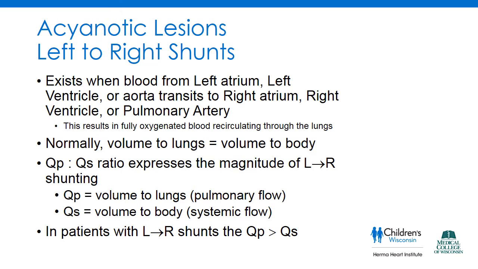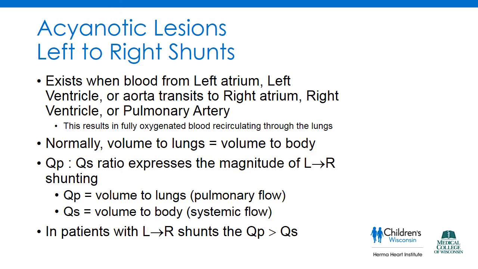A left to right shunt exists when blood flows from the left atrium, left ventricle, or aorta across to the right atrium, right ventricle, or pulmonary artery. This results in fully oxygenated blood that has already been to the lungs recirculating back to the lungs. So you can see how the heart starts doing inefficient work over time.